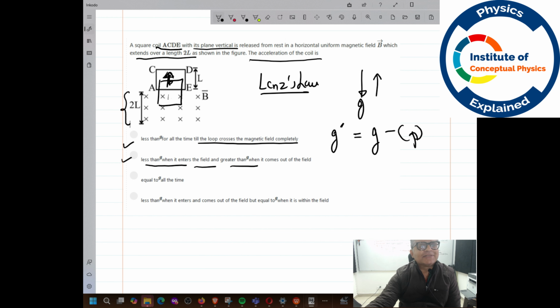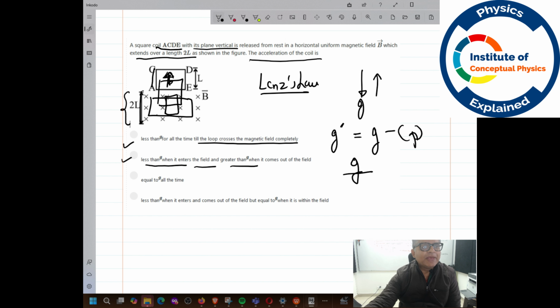Once it enters fully inside the magnetic field, and you know this is 2L, and this is only L, the size of the square is less than the size of the magnetic field. That means no rate of change of flux, and therefore when it is fully inside the magnetic field, gravity is the only thing acting on it. There is no force due to Lenz's law, because there is no rate of change of flux.